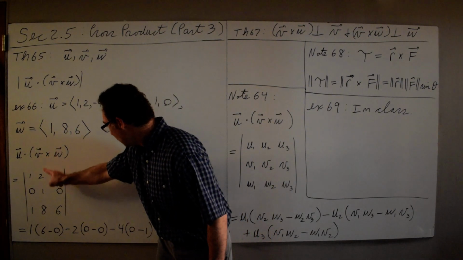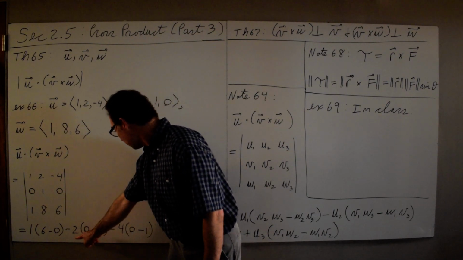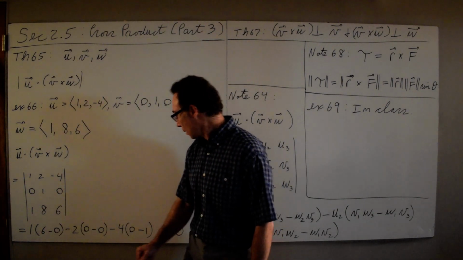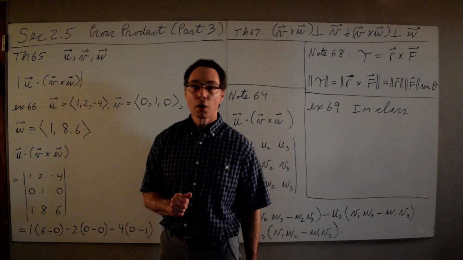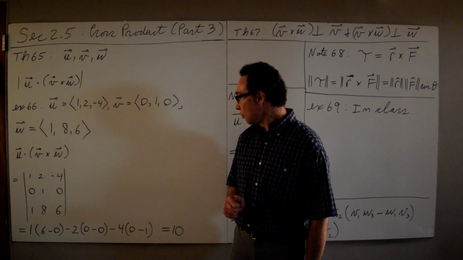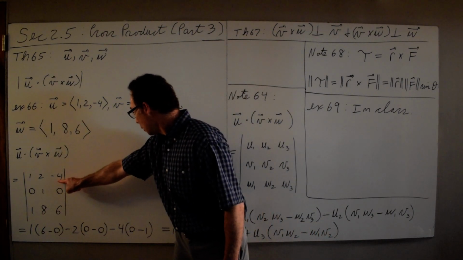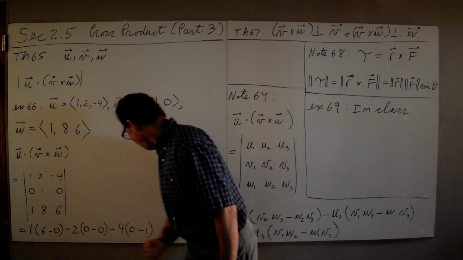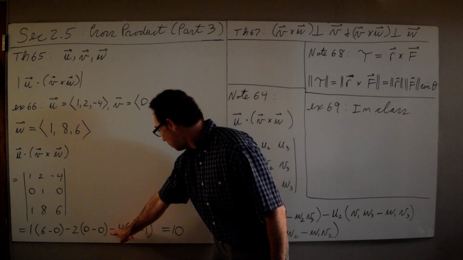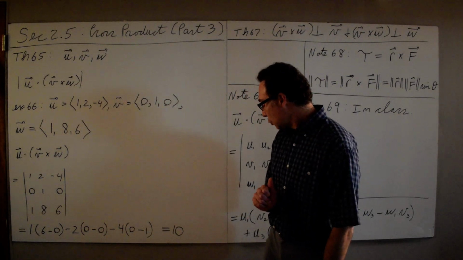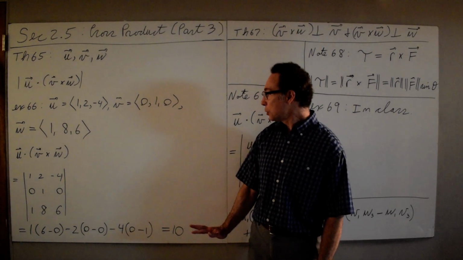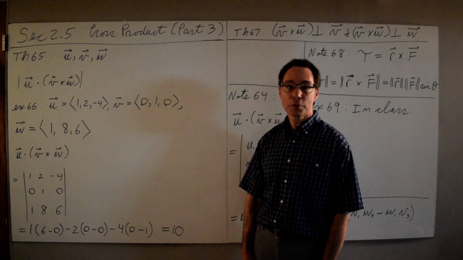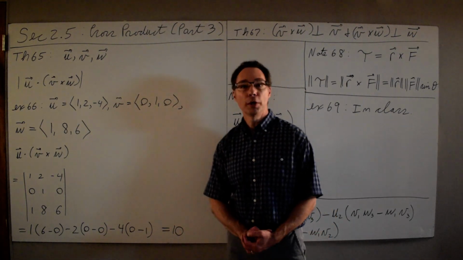Then we take 2, ignore the row, ignore the column. We have 2 multiplied by 0 minus 0. We subtract because it's the middle column. And then finally, we have our negative 4, ignore the row, ignore the column. And so we have 0 minus 1, and we multiply by negative 4. We add these three numbers, and we have 10. 10's positive, so we're good with that. If our answer were negative 10, we just take the absolute value of that. So that is our volume.